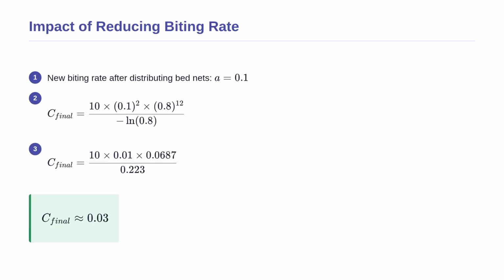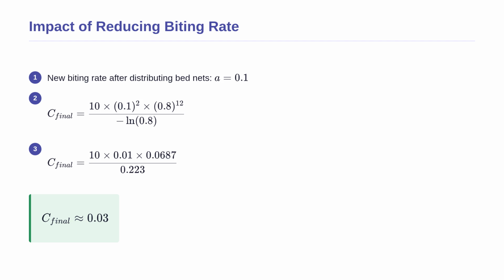Now that we have our baseline, let us see what happens when we introduce insecticide-treated bed nets. These nets act as a mechanical and chemical barrier, lowering the biting rate, A, from 0.5 down to 0.1. We plug this new value into the exact same formula.